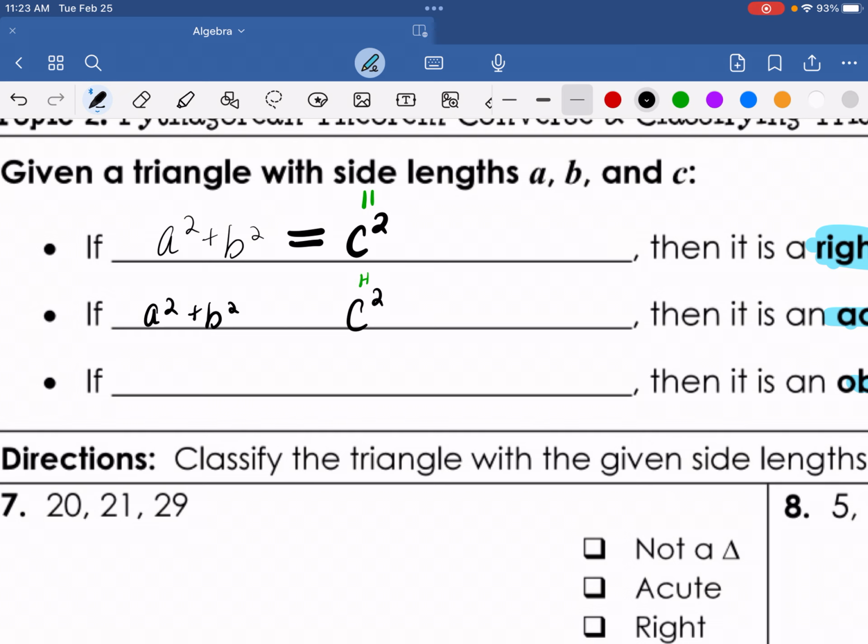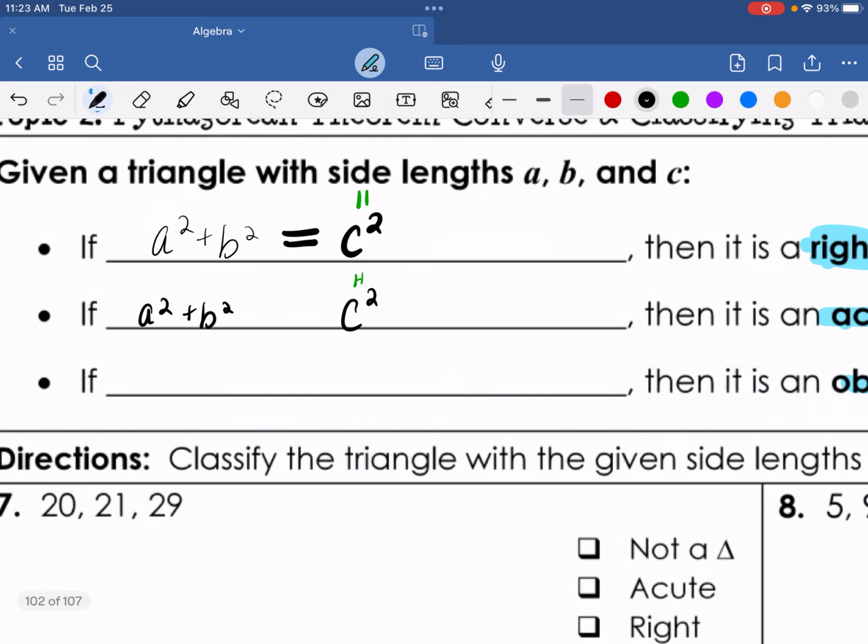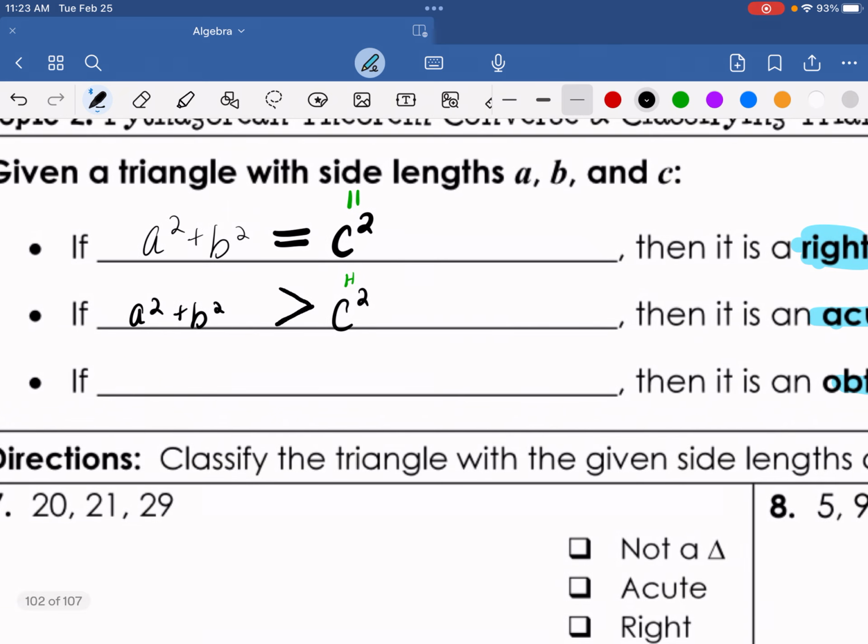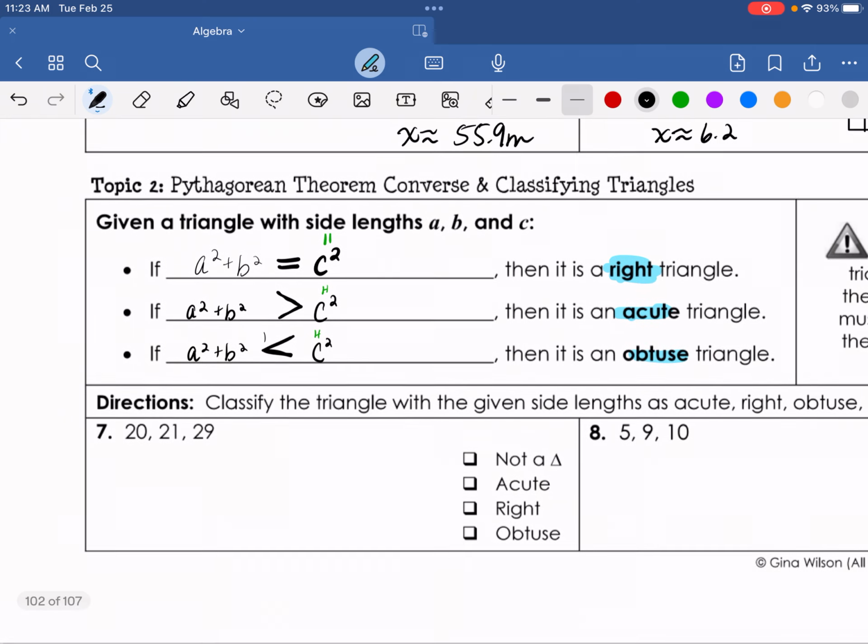So how can I do smaller? Is it greater or less? Well, if the hypotenuse is smaller, it means it's eating the legs. So the legs are bigger. And for the last one, a squared plus b squared, if it's obtuse, that means the hypotenuse, the biggest side, is bigger. It's greater than the legs. Okay, so if you get one of those, that's how you know.